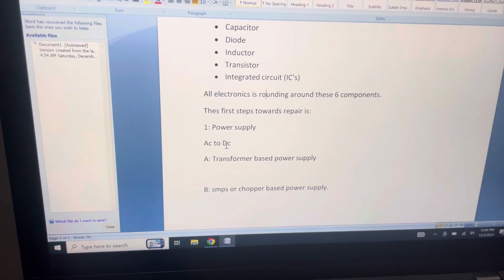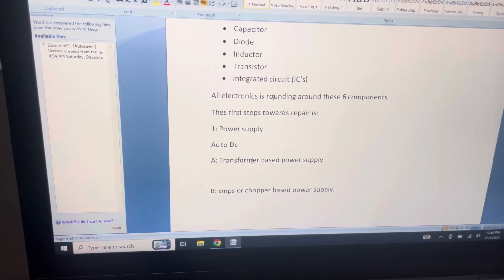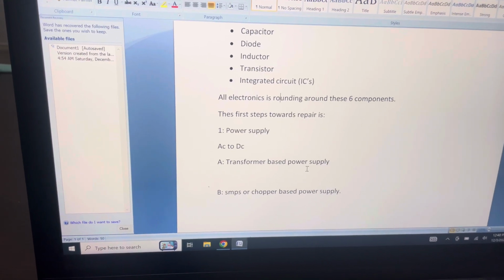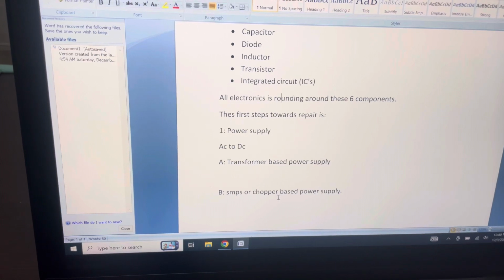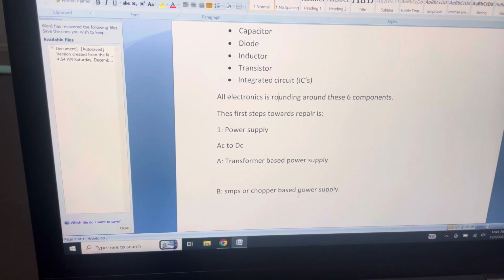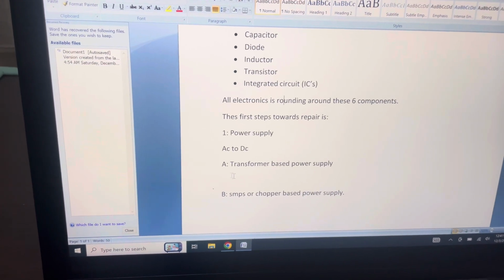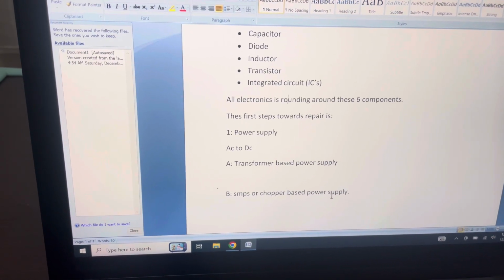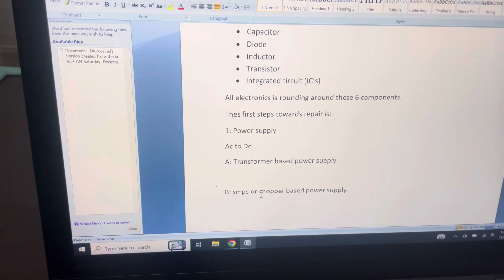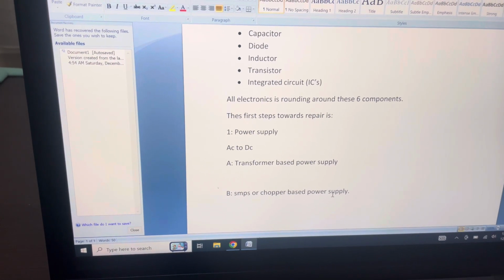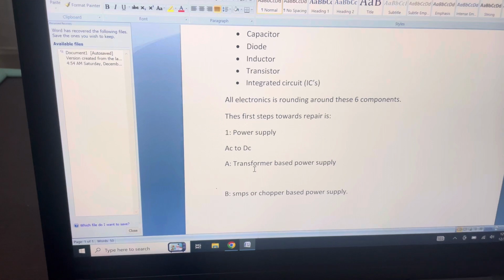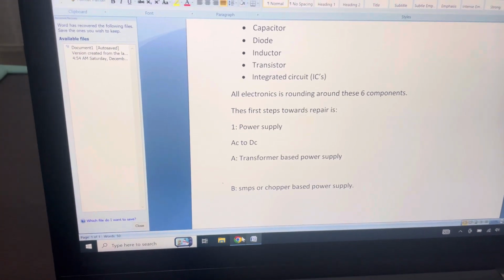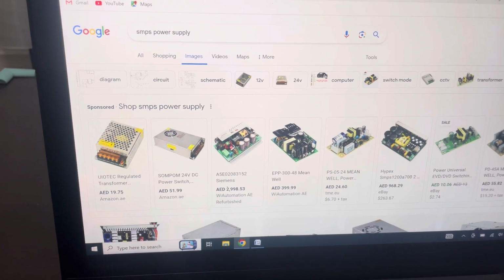So normally we are using a transformer based power supply and SMPS chopper based power supply. So these are the two types of power supply we are using. Nowadays, in modern days, we normally use chopper based power supply, but if we talk about the old system, then that is a transformer based power supply.